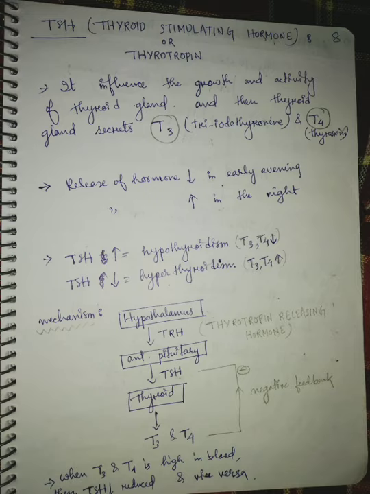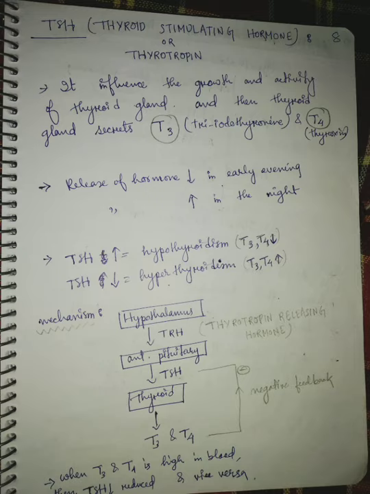First we'll discuss the mechanism, then you can understand. The hypothalamus is the boss, so it secretes TRH, thyrotropin releasing hormone. It stimulates the anterior pituitary gland, and the anterior pituitary gland secretes TSH, that is thyroid stimulating hormone. Then TSH stimulates the thyroid gland, and the thyroid gland secretes T3 and T4. When T3 and T4 are high in blood, it is called hyperthyroidism. When T3 and T4 increase, it is called hyper, that means more.